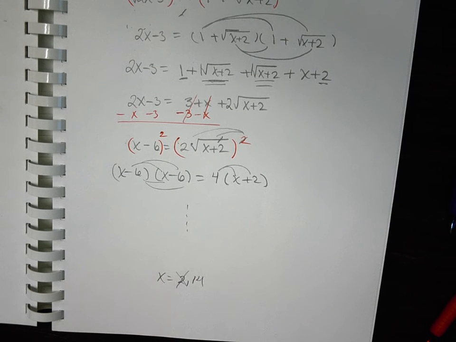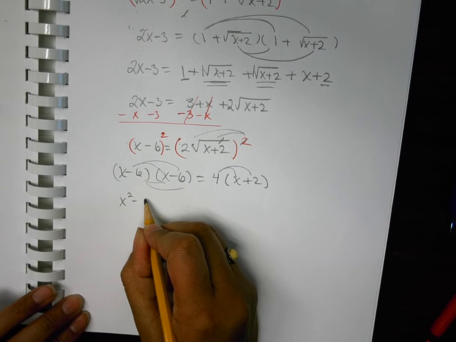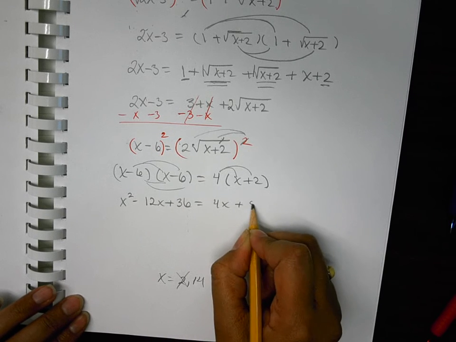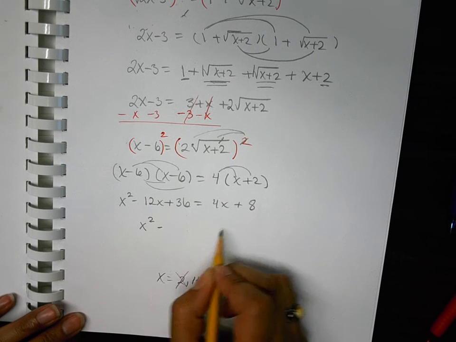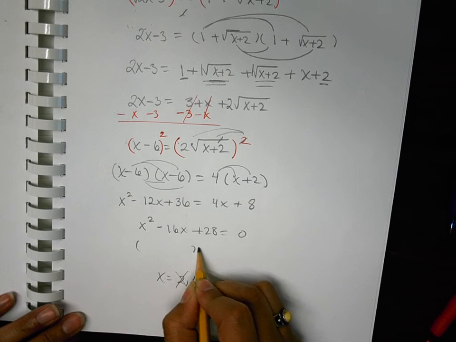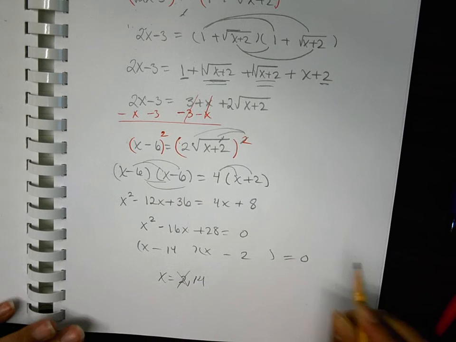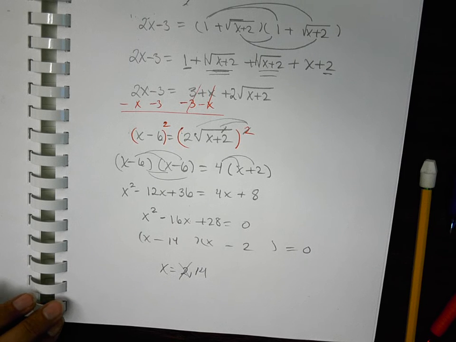Yeah. All right. Are you guys good on working on your own from here? Do this next step if needed. x squared minus 12x plus 36 equals 4x plus 8. Subtract: x squared minus 16x minus the 8 is plus 28. Double bubble. All right, did the 14 work? Yes. Okay. All right, any questions?